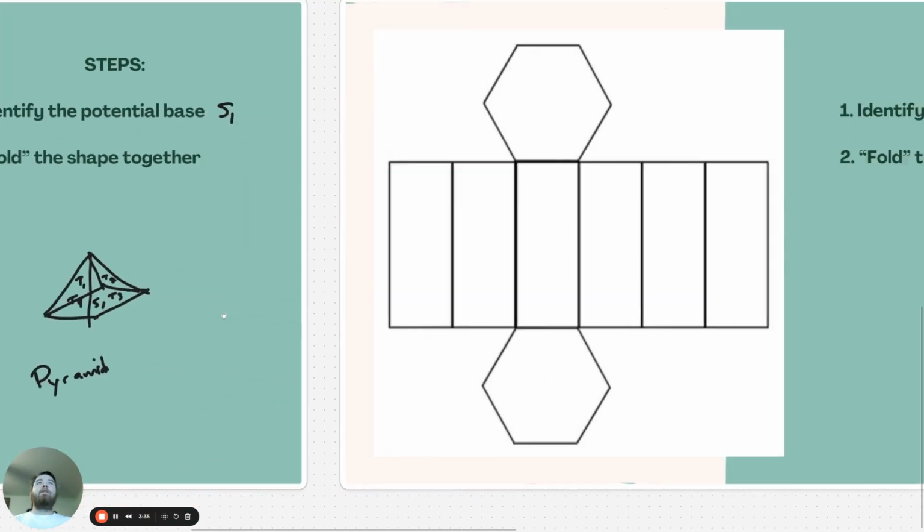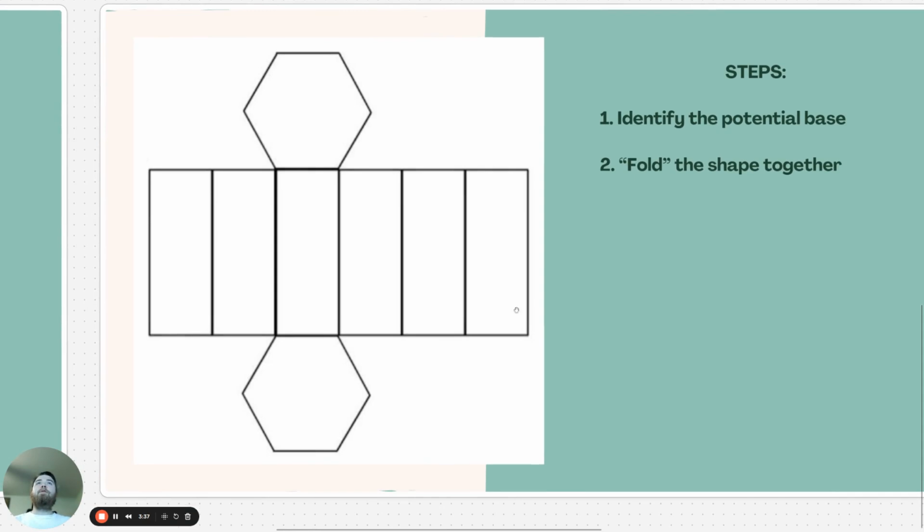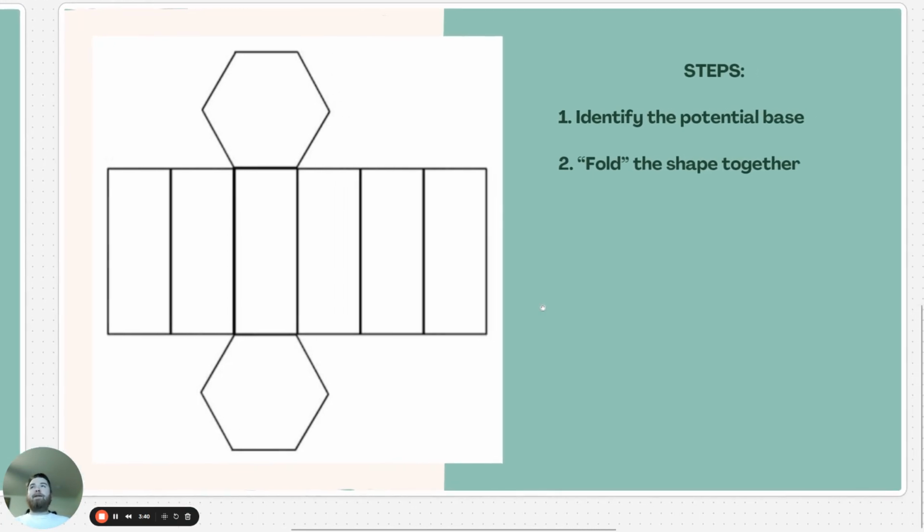All right, taking a look at another one. This one is a little bit trickier. Again, we've got to identify the potential base, and the first thing we want to do is look at what all we have for our shapes. This right here, a 6-sided shape, we'll just call a hexagon. A hexagon has 6 sides, but we're just going to call that hexagon 1. And this down here is going to be hexagon 2.